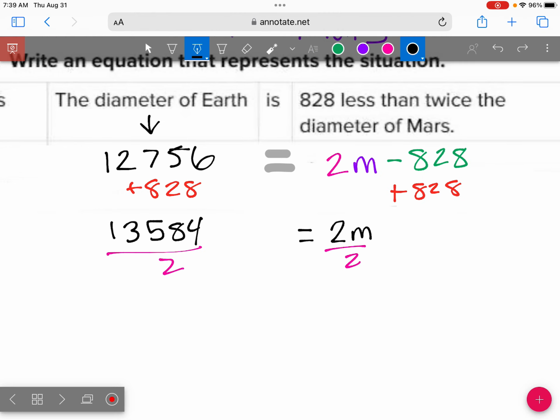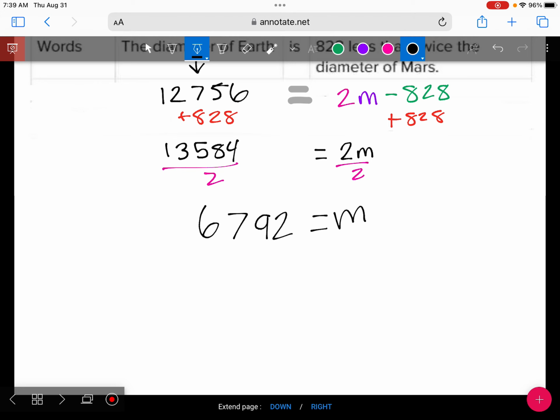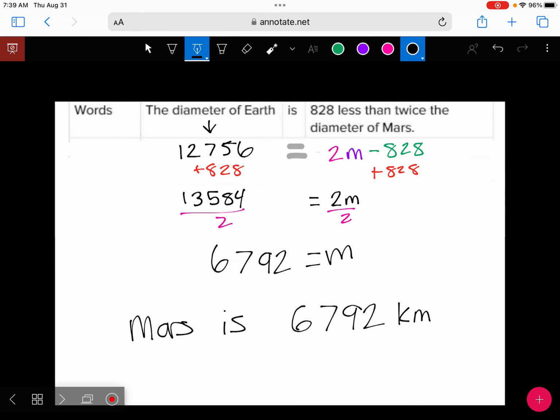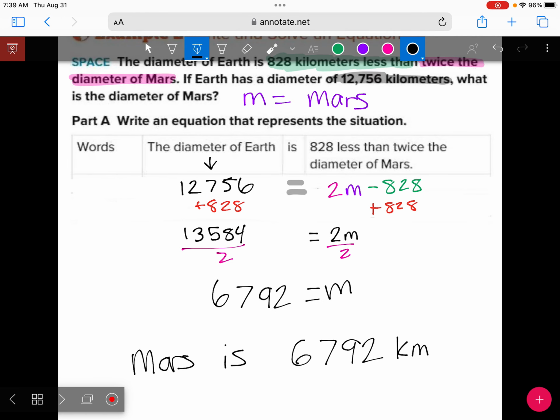There we go. So divide both sides by 2. We find out that Mars is how big? 6,792. So if we were to put that in context, we would say Mars is 6,792 kilometers. So it's all about finding the sentence that has your math and finding each of the individual pieces.